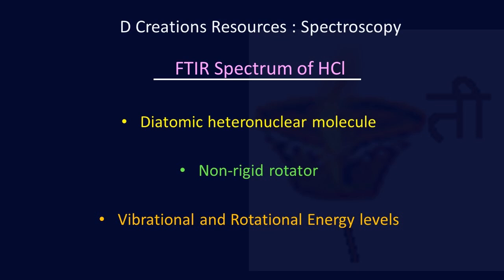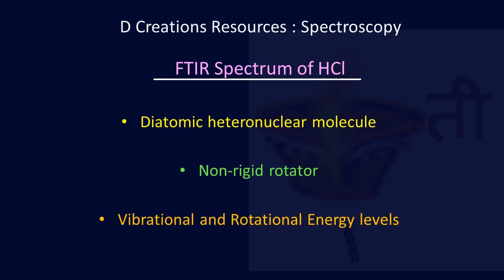Now, as is the procedure in FTIR, infrared light will be incident on the sample, which is hydrochloric acid here. And when this infrared light interacts with HCl, it can excite the molecule from a lower energy level to a higher energy level by causing it to vibrate or rotate. And this absorption of light, which takes place, is what is seen as the spectrum.